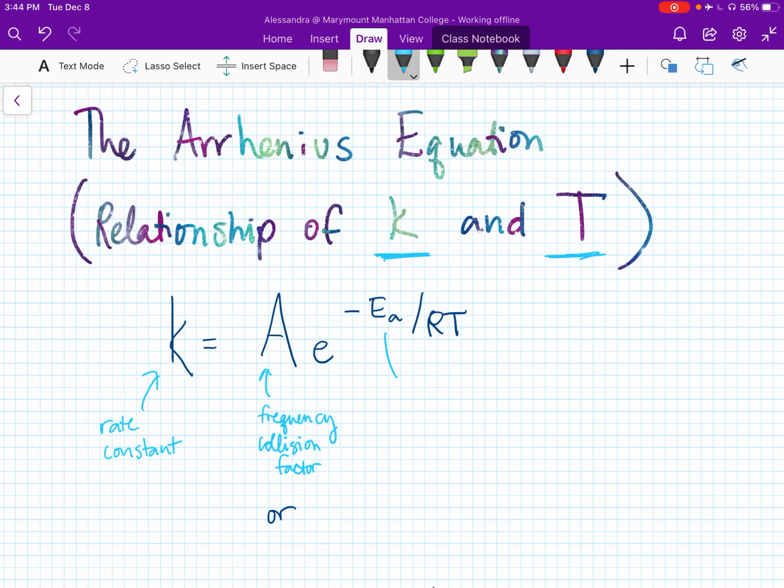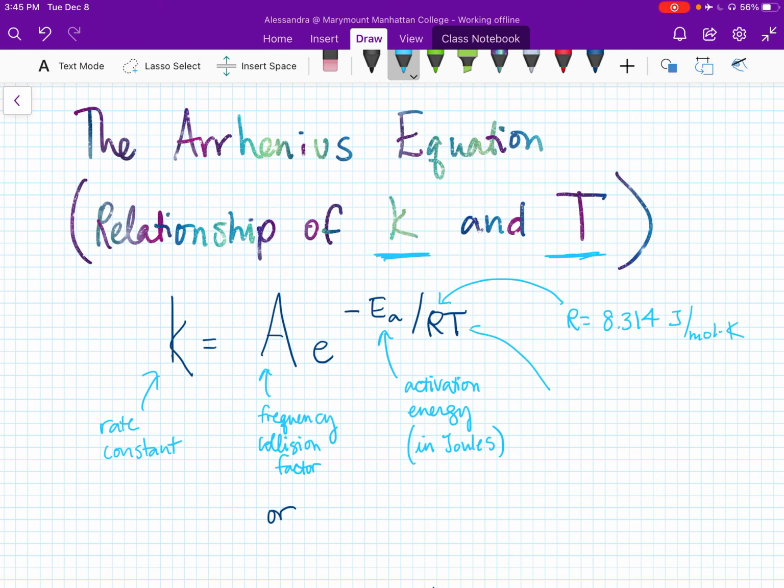Activation energy, of course, is E sub A, and that's the energy barrier that the reactants must overcome in their journey to products. So we would usually express this activation energy in joules. The reason for that is that we have the gas constant R in the denominator here, but we don't want to use the liter atmospheres version of the gas constant. We want to use it in joules per mole Kelvin. So the R that you're going to want to use is in joules per mole Kelvin, and that's why you want your activation energy to be in joules.